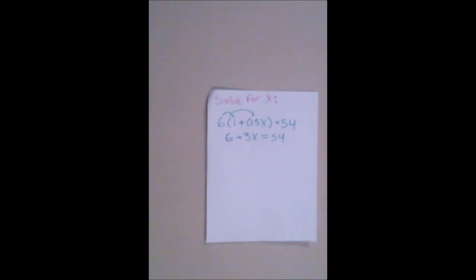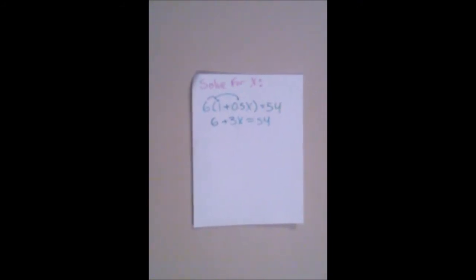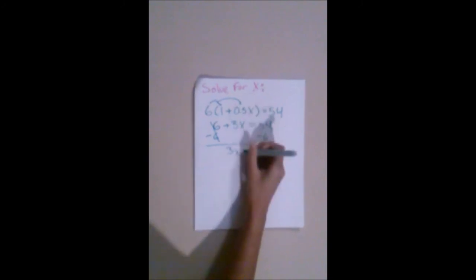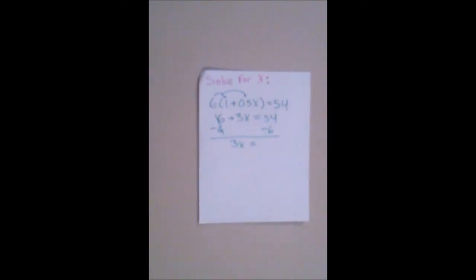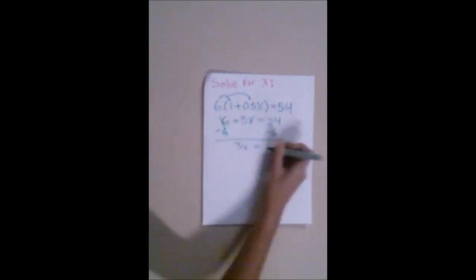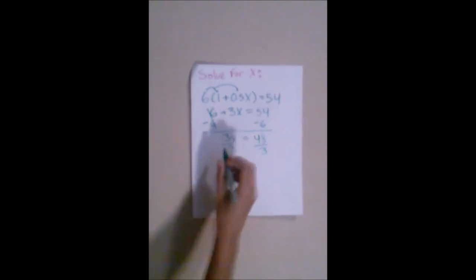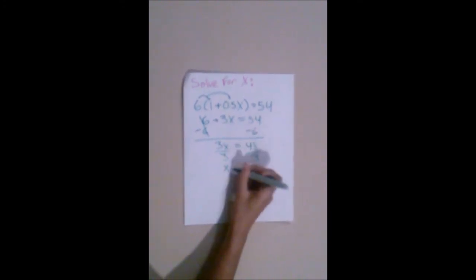Our next step is to subtract 6 from both sides to isolate the 3x. The 6's cancel out. You bring down 3x and then bring down your 54 minus 6, which equals 48. Divide both sides by 3 to isolate the variable x from the 3. And you get x equals 16.